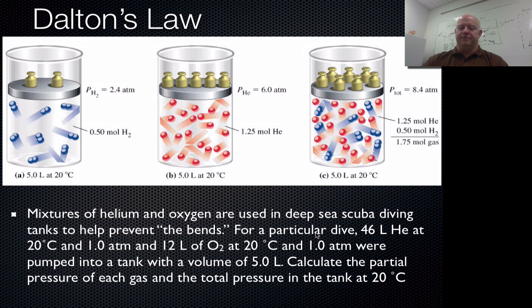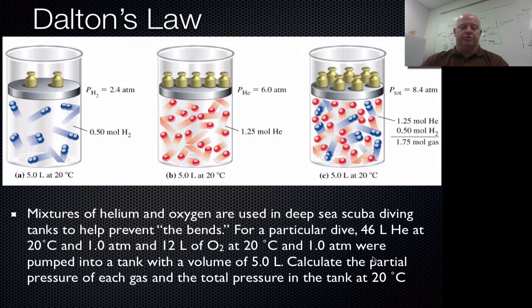So for a particular dive, they make this kind of mixture. You have 46 liters of helium at 20 degrees Celsius and 1 atmosphere pressure, and 12 liters of oxygen at 20 degrees Celsius and 1 atmosphere pressure. So same pressures, same temperatures, but you're putting more helium in and less oxygen in. Now, when they do that, they pump those into their scuba tanks, and the tank has a volume of about 5 liters. So we have a 5-liter tank.